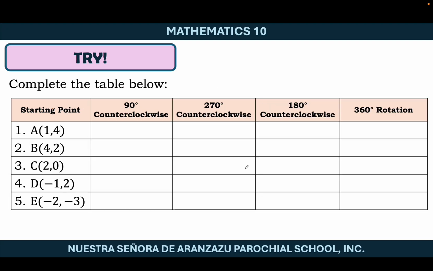And also this one is 90 degrees counterclockwise naman, so this is equivalent to 270 degrees clockwise. And 270 degrees counterclockwise is the same as 90 degrees clockwise. While yung 180 and 360 have the same rule. So, ang rule natin dito is negative x, negative y. And for the 360 rotation is the same as x and y.